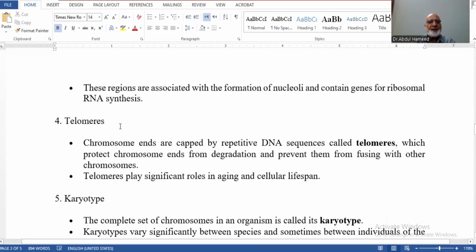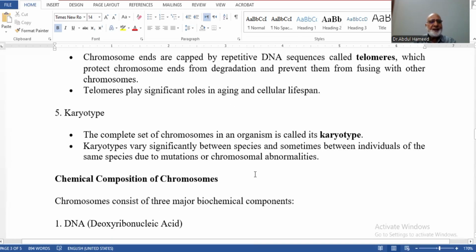Then comes the telomere. These are the extreme ends of the chromosomes, capped with repetitive DNA sequences. Telomeres protect the chromosome ends from degradation and prevent them from fusing with other chromosomes. They also play a significant role in aging and cellular lifespan, because at every cell division they become smaller and smaller, and then there is regaining of the telomeric region. But in an aged individual, during the aging process, this repair becomes lesser and lesser.